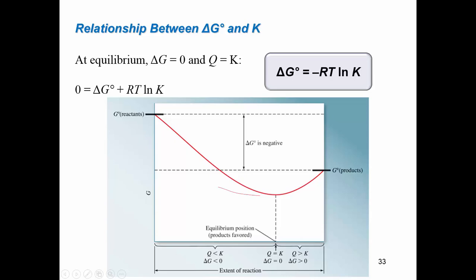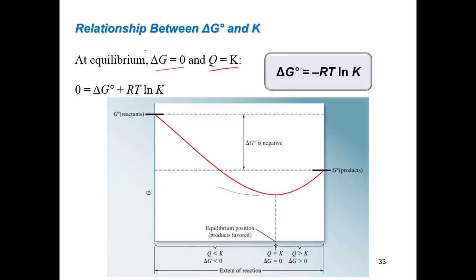Now we've defined equilibrium as the condition where the reverse and the forward reactions are occurring at the same rate, but no net reaction is occurring in either direction. So the concentrations of the reactants and the products are constant. We've seen that in a couple of the previous tables or graphs that we have shown. So in this state, Q equals K. When we are at equilibrium, Q equals K and delta G equals 0.